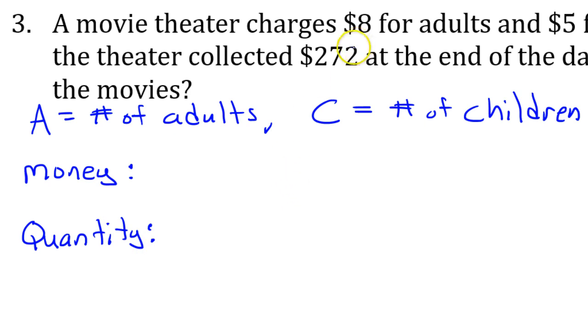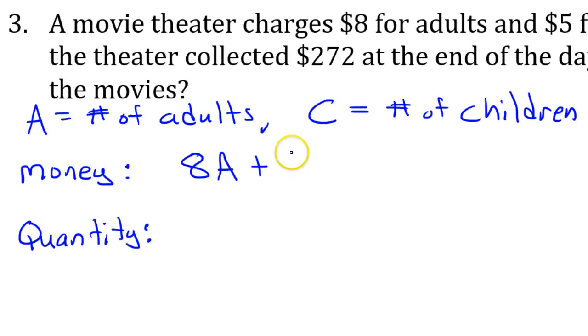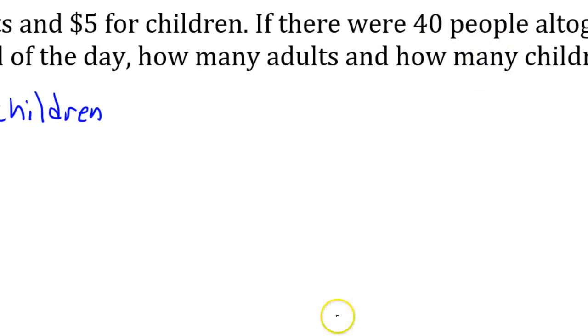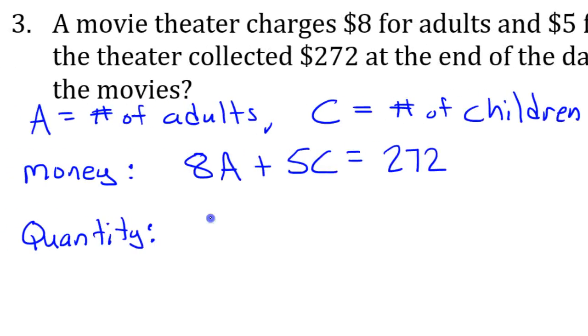So let's do the money equation. $8 per adult, so 8A. $5 for every child, so plus 5C. All right, this is all money. So this should equal the total amount of money, which was $272. Money, money, money. Now the quantity. Somewhere it says the total number of people. There were 40 people. So that means the number of adults plus the number of children should add up to 40 people.